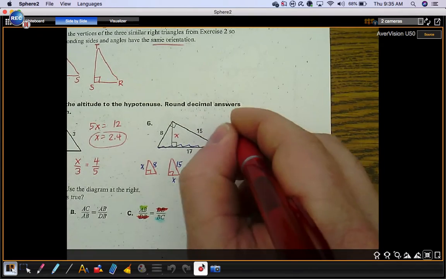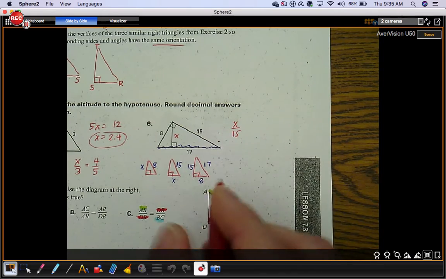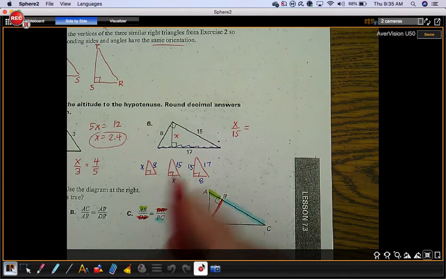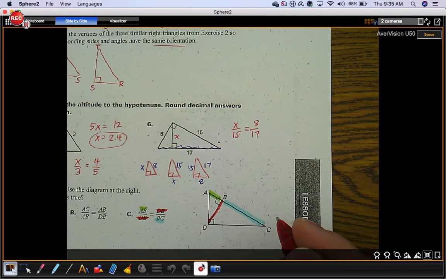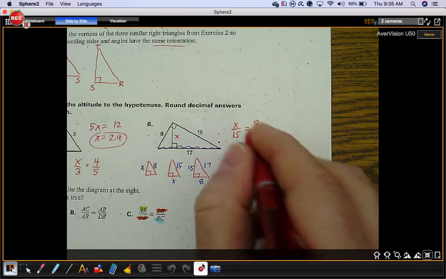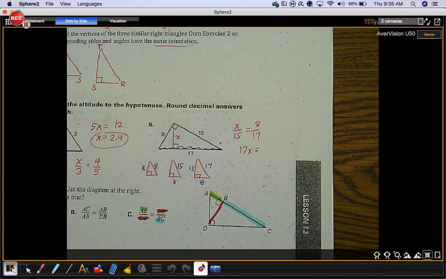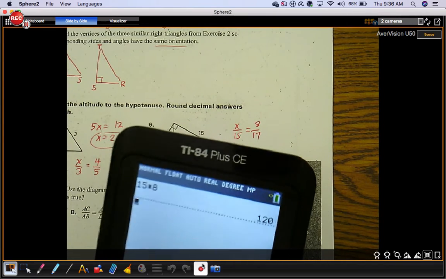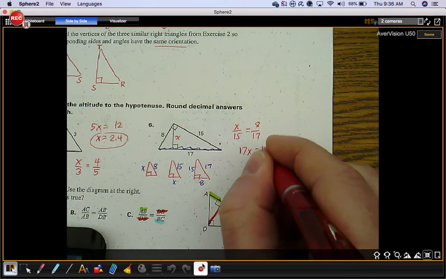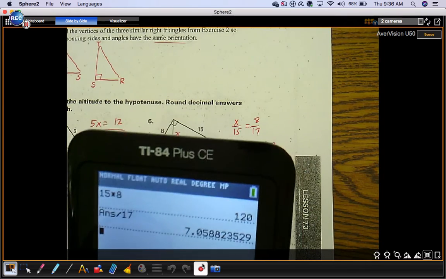We're going to compare x, that's the long leg, with 15, that's the long leg here. That's the same thing as hypotenuse to hypotenuse. And then we're going to cross multiply. 17 times x is 17x. 15 times 8, I'm just going to type that in the calculator. That gives me 120. Now I need to divide that by 17 to figure out what x is.